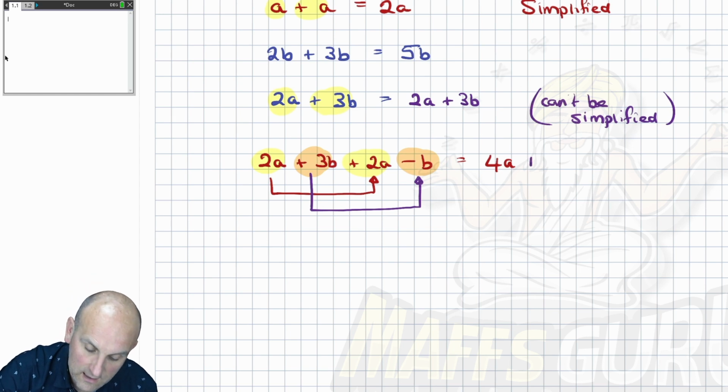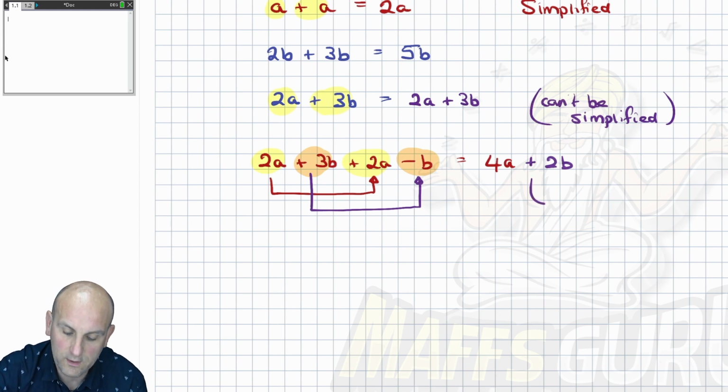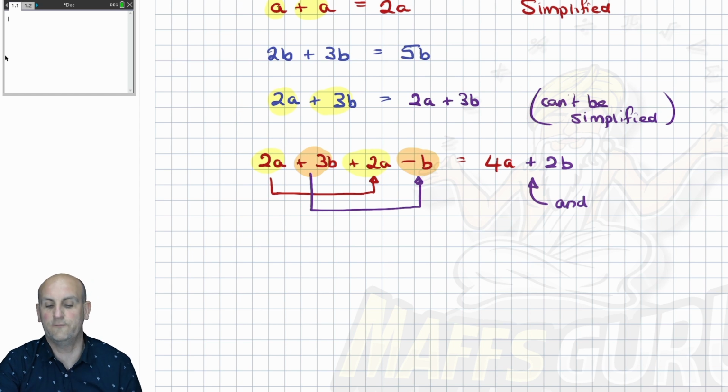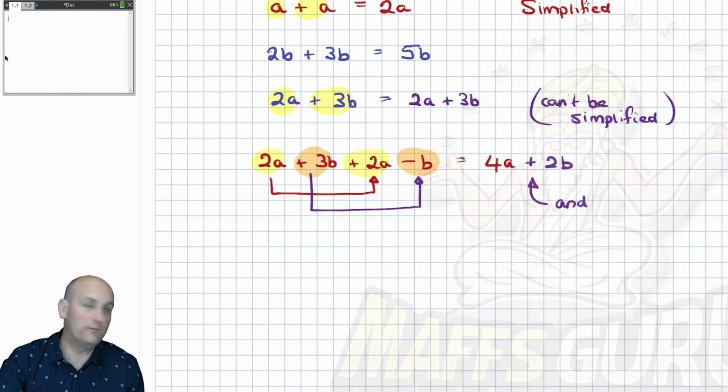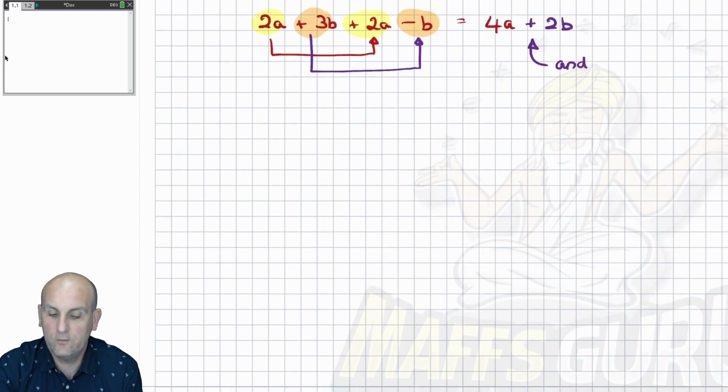So what have I got? I've still got plus 2 bananas. I've still got those 2 bananas in there. And I think of the word plus as and. So if I think about my trolley, I've got 4 apples and 2 bananas. Ka-ching, thank you very much. Can I simplify that further? No, because apples and bananas are not the same. It can't be simplified.